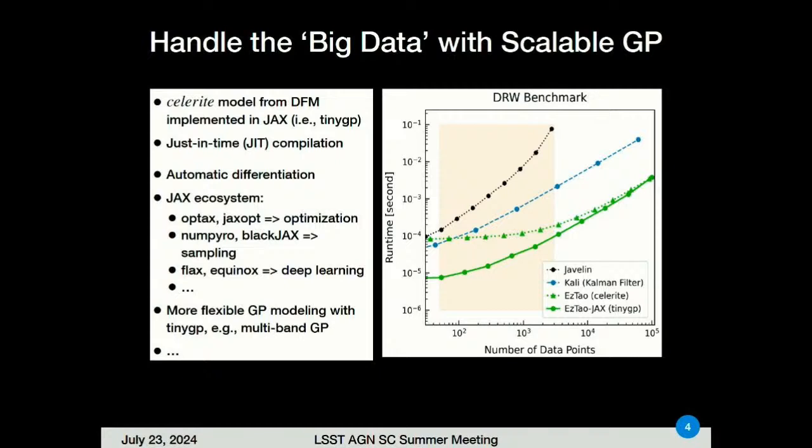More on the flexible side, with this new tool we can do multi-band GP, which is really hard with earlier tools. And again, I want to remind you to keep this plot in mind, and we'll come back to it. So next, we want to talk about what we do with multi-band GP enabled by JAX.